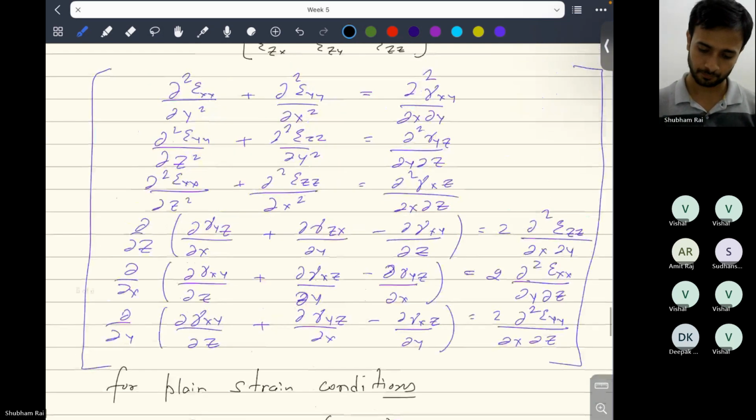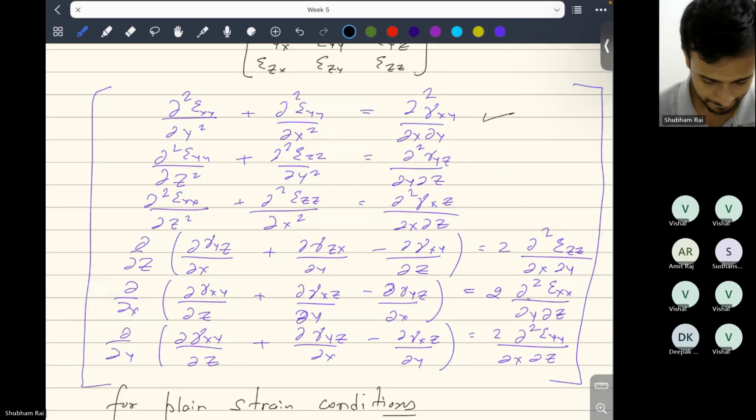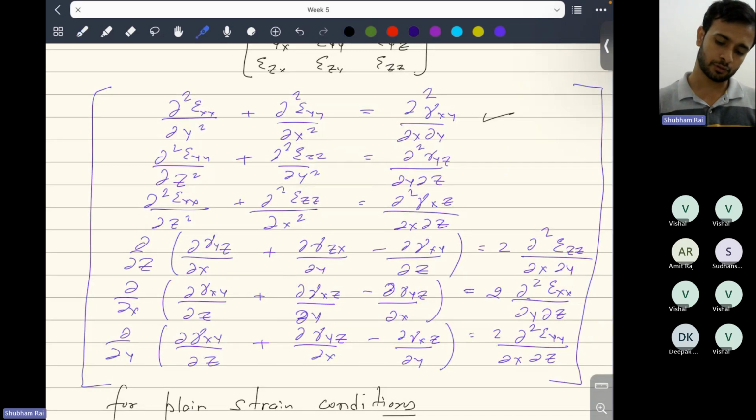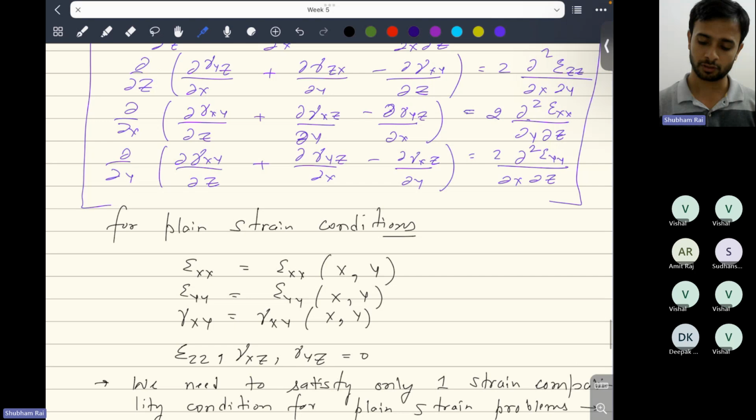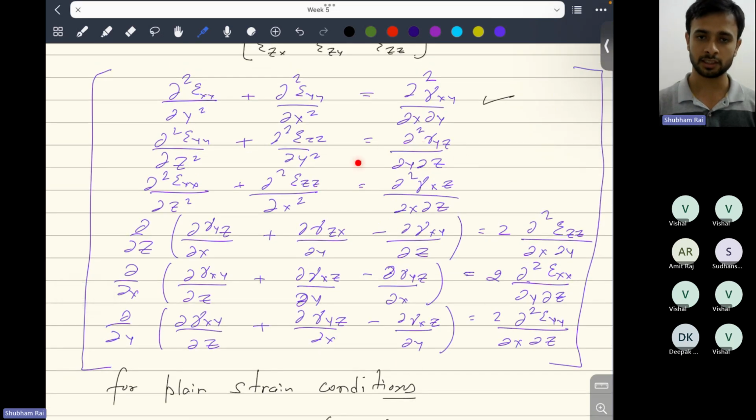So this is nothing but the first compatibility condition, right? And the rest you can check actually. The other 5 compatibility conditions will be satisfied by themselves. Just put these quantities here. Remember that it is only a function of x and y, and all these terms are zero. If you put this, all the other 5 compatibility conditions will be automatically satisfied.